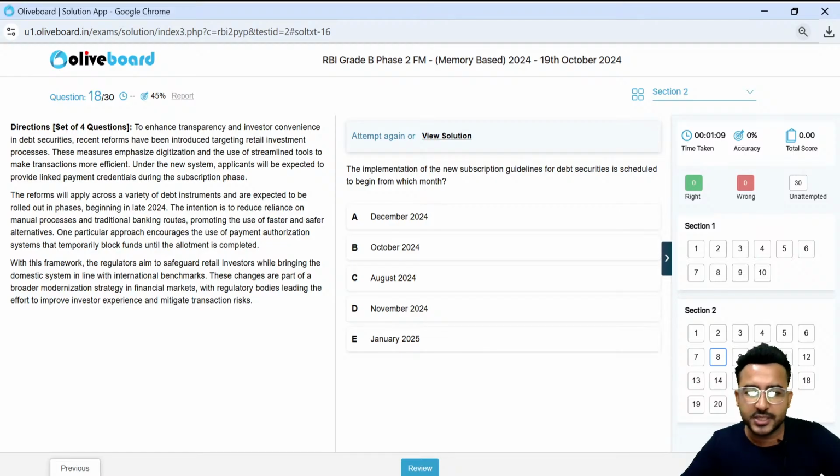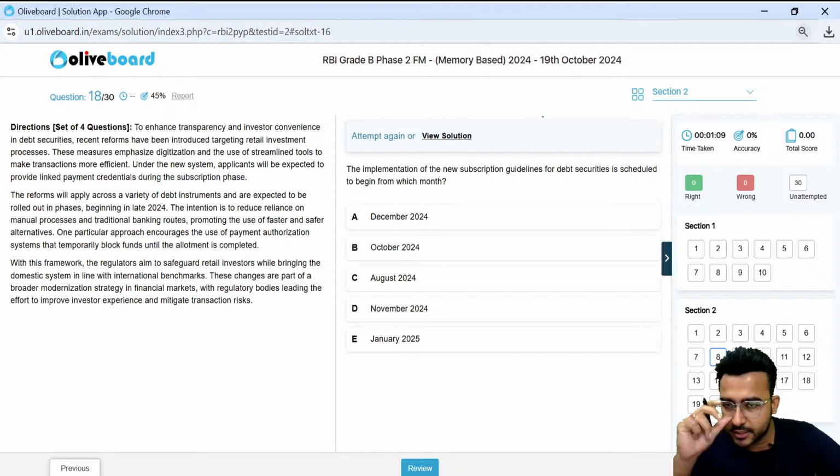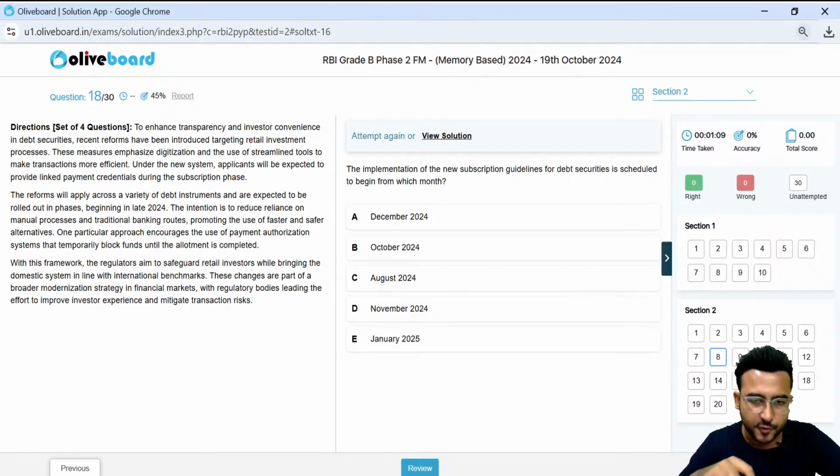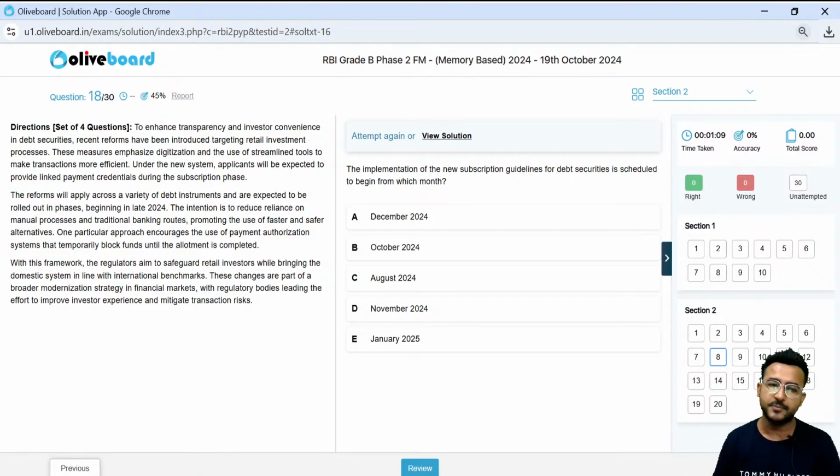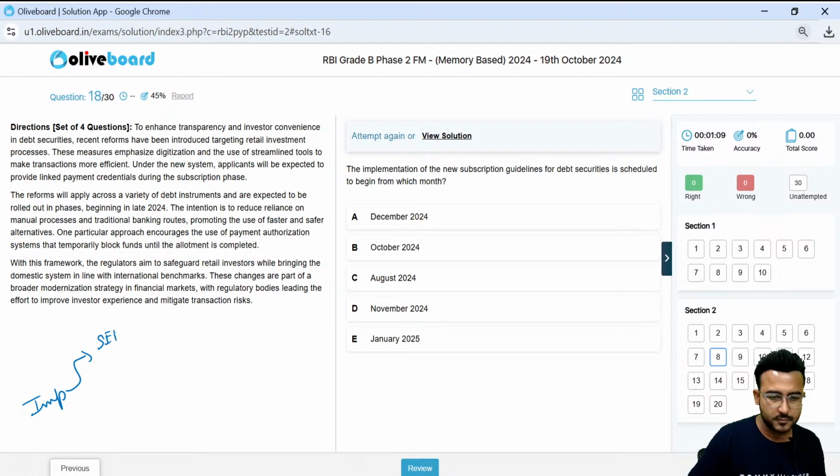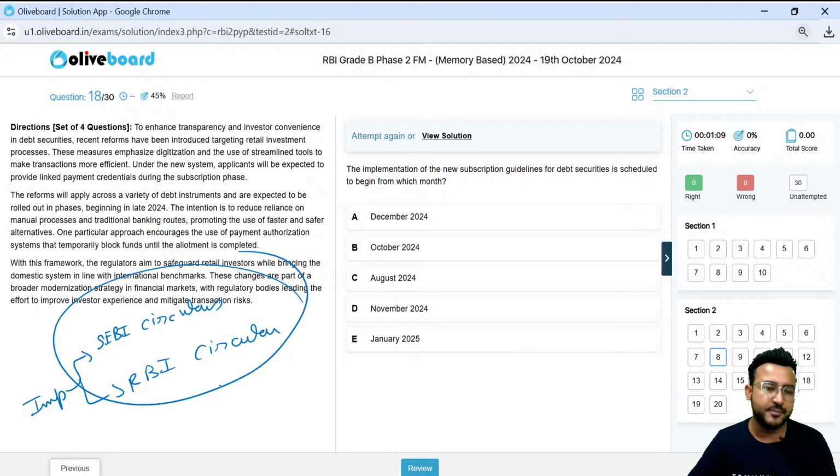The implementation of the new subscription guidelines for debt securities is scheduled to begin from which month? So again, you can have a look that they are also asking dates related questions, month and year related questions. So for all the important SEBI circulars, all the important RBI circulars, we need to have the idea of the applicability date. We need to have an idea of the applicability date, guys.